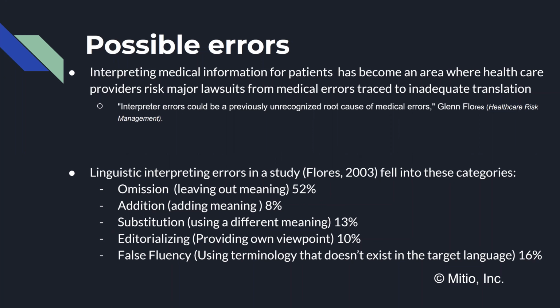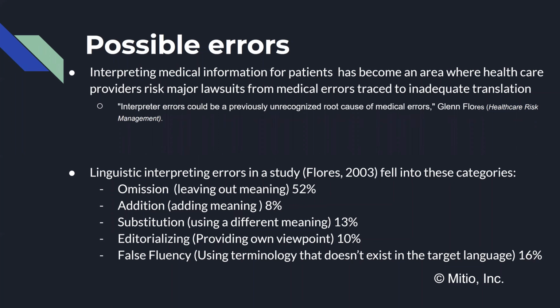10% editorializing, providing your own viewpoint. Editorializing typically has to do with adding, but it could be omitting as well. It could be distorting. And it's basically injecting your own way of understanding versus what the individual actually meant. And then there's false fluency, using terminology that simply doesn't exist in the target language. 16% of that would be false fluency.